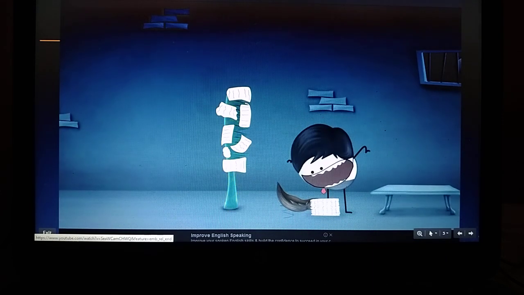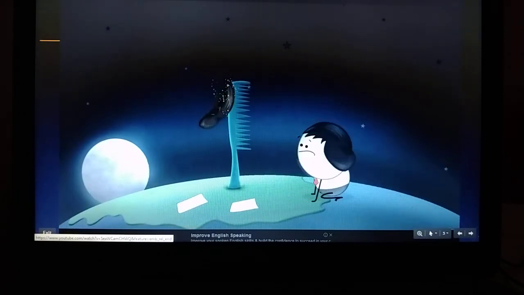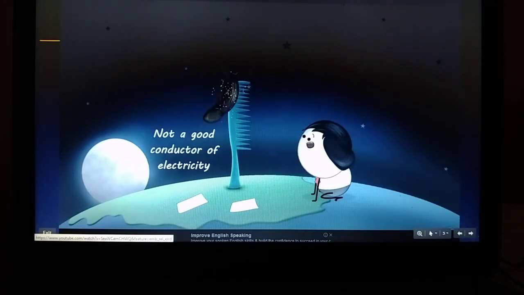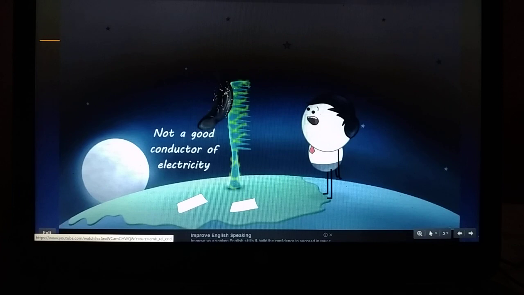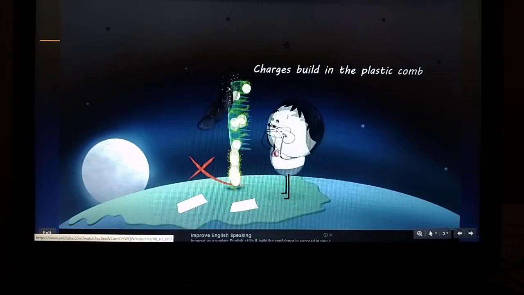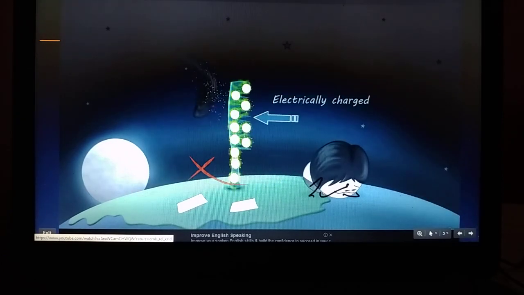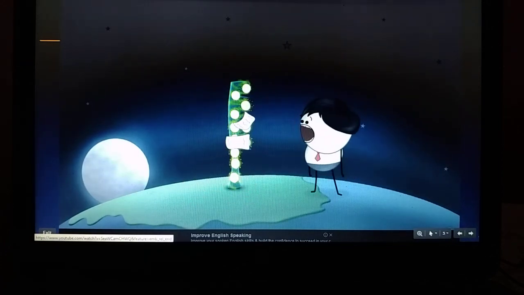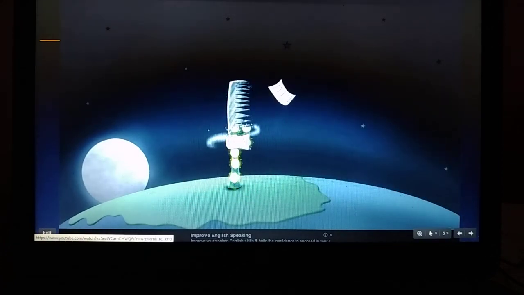Now why? Let's explore. Let's take a look again at the plastic comb. As we all know, it is not a good conductor of electricity, so it is not allowing electricity to pass through it. Now it stored the charges. Now it is electrically charged. Now it will attract the bits of paper.